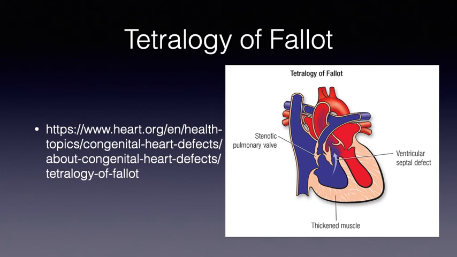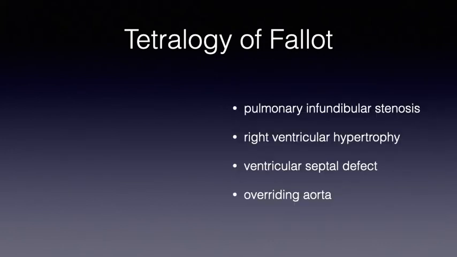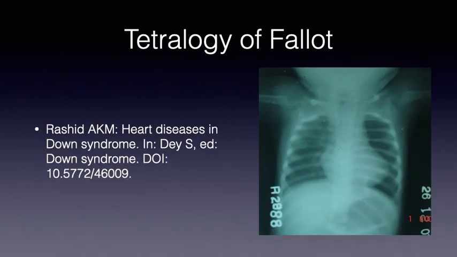1. The pulmonary infundibular stenosis makes the right ventricle work hard. 2. The right ventricle is hypertrophic. 3. The VSD offers another way out of the right ventricle. And 4. The aorta is positioned to receive the flow that is coming through the VSD. Now, because the right ventricle is hypertrophic, on chest x-ray we can see a boot-shaped heart.